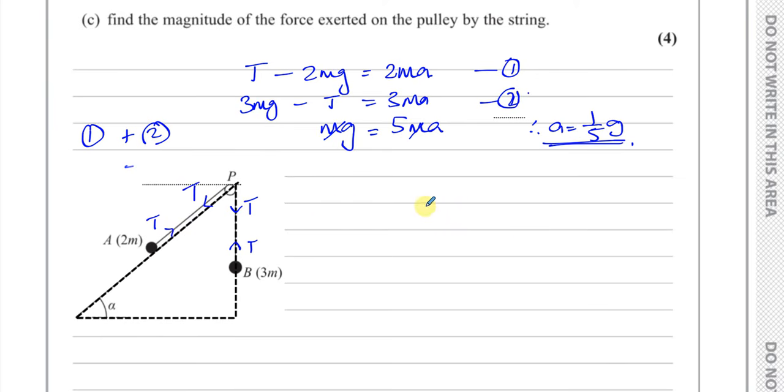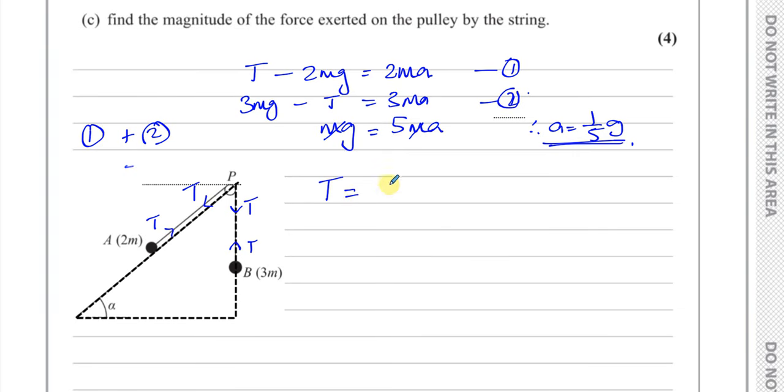So the first thing we need to do is to find out the value of the tension. Then we can work out the resultant of these two tensions on the pulley, and that would be the force exerted on the pulley by the string. We can find the tension by substituting A equals 1/5 g into one of these two equations to find T in terms of mg.